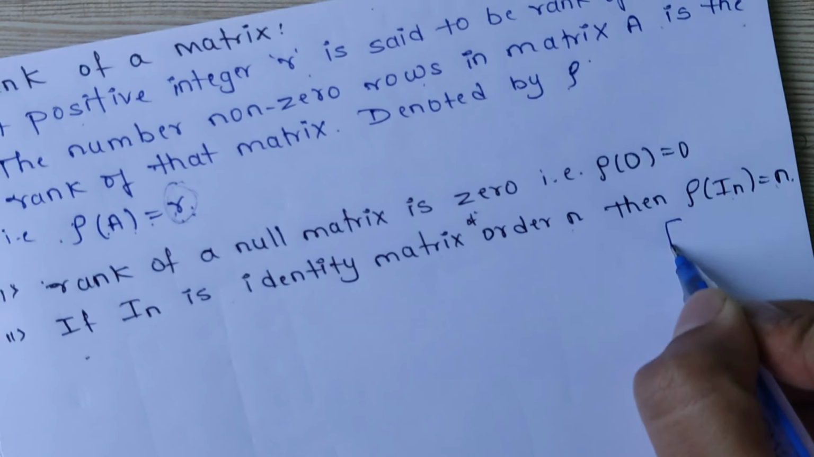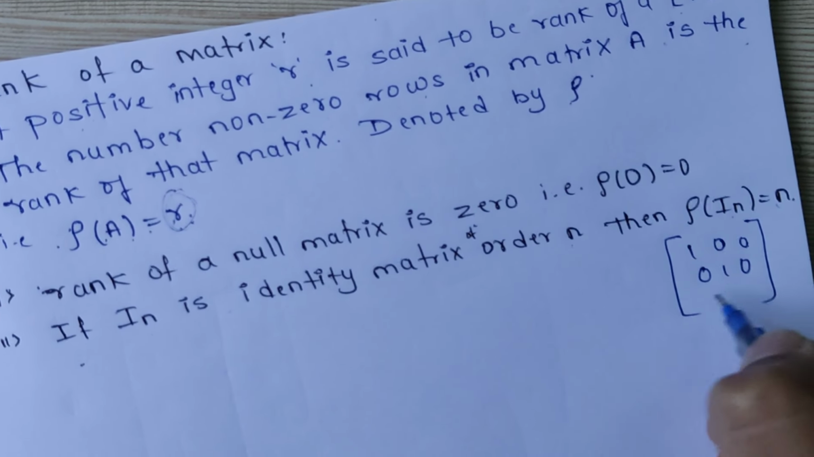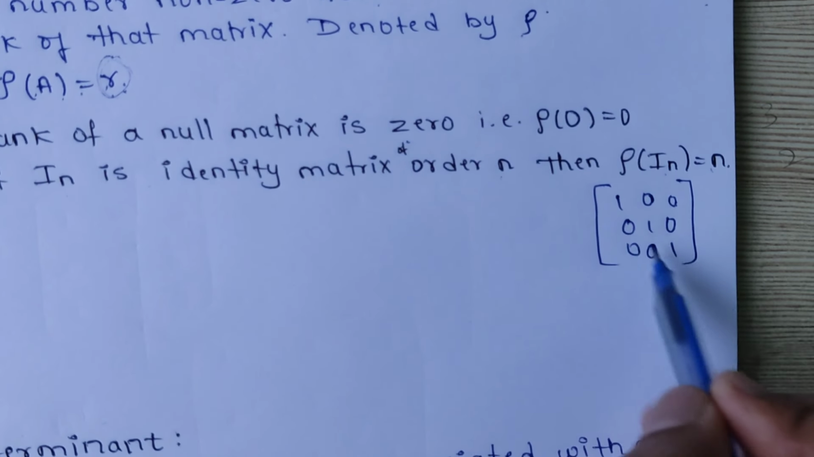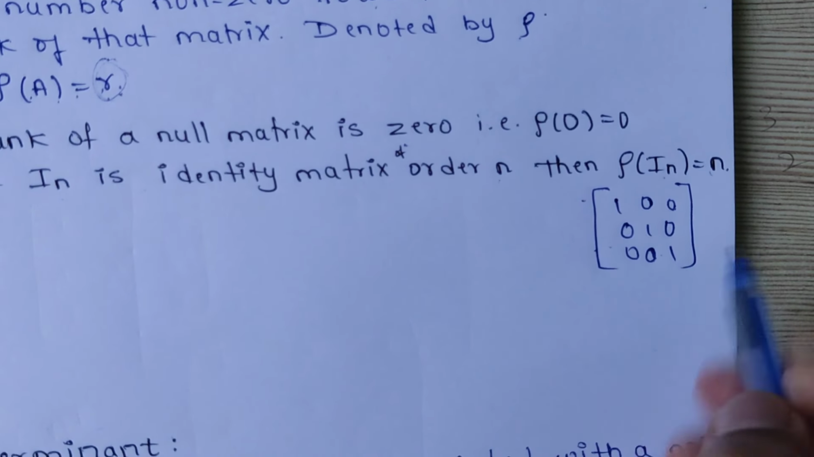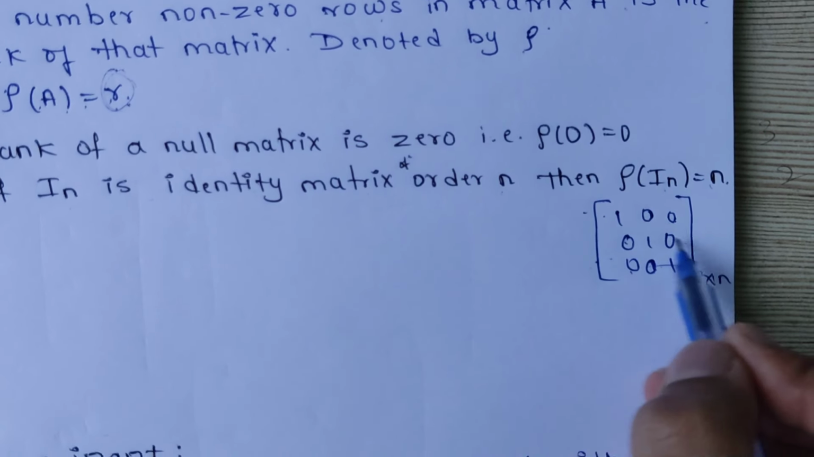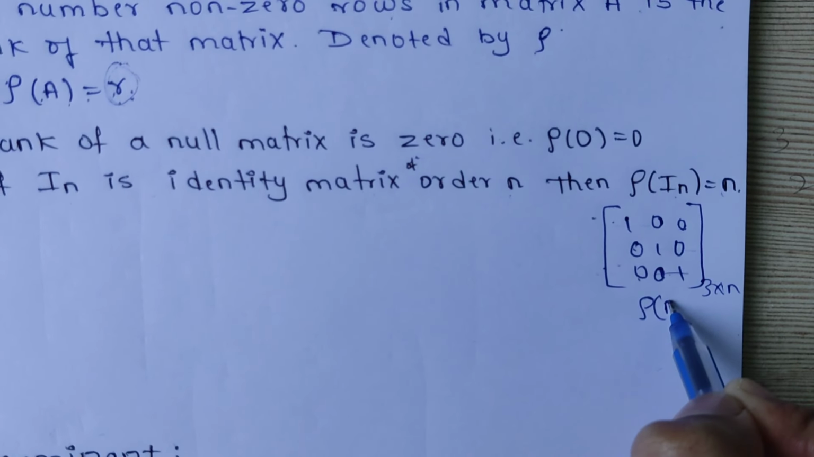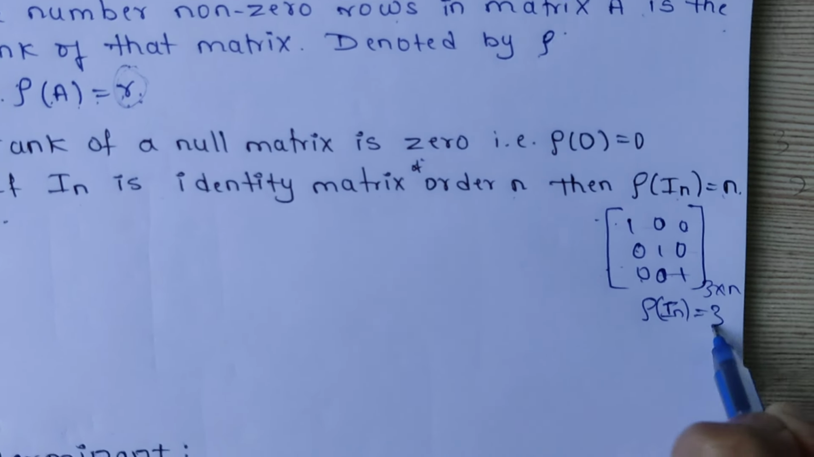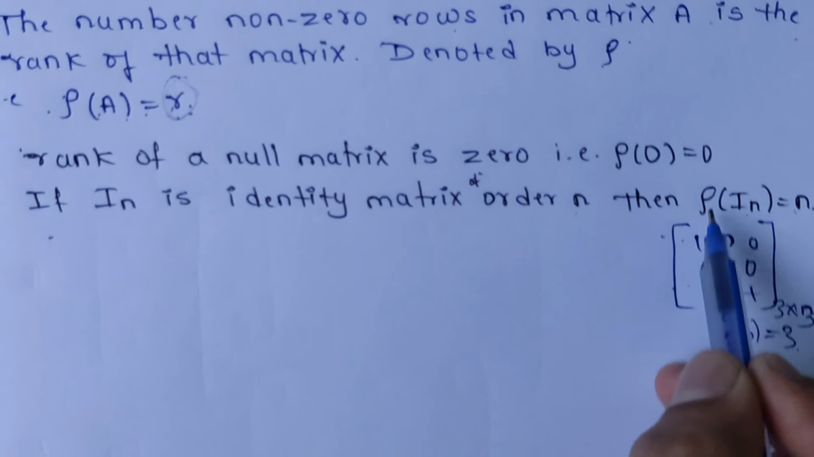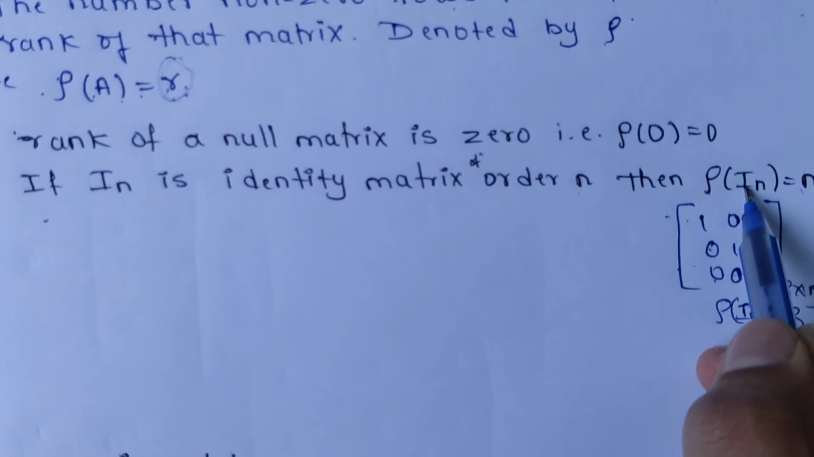Because see, this is the identity matrix. The number of non-zero rows is how much? 1, 2, 3. These are all non-zero rows. So rank should be 3. That's why rank of identity matrix is n.